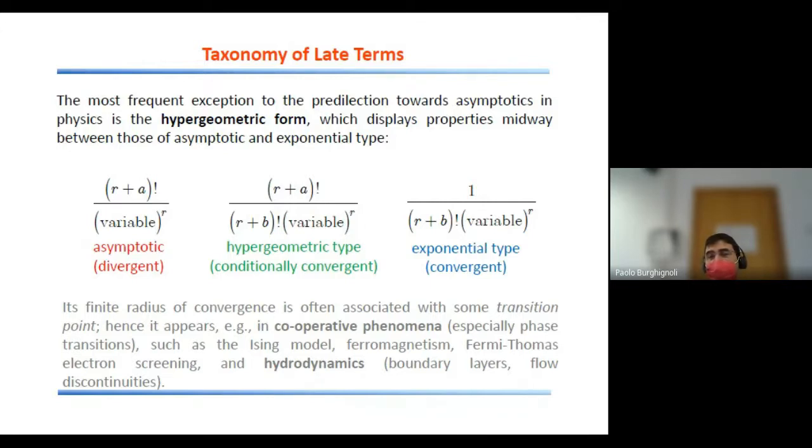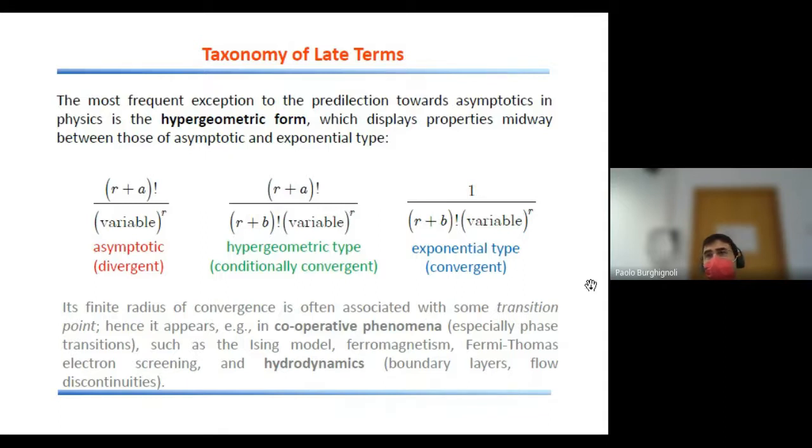For example, in thermodynamics, when you have systems made of a huge number of particles, in a neighborhood of a phase transition, this may happen, so the hypergeometric function pops out. Examples are the Ising model in statistical mechanics. Also ferromagnetism, in which you have the domains that interact with their neighborhood. Also in solid state physics, we have this kind of series, for example, in the theory of Fermi-Thomas electron screening, but also in macroscopic, not quantum, physics like hydrodynamics.